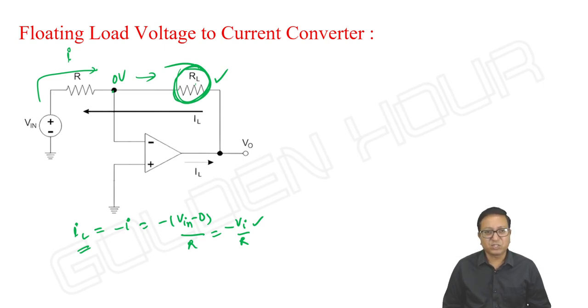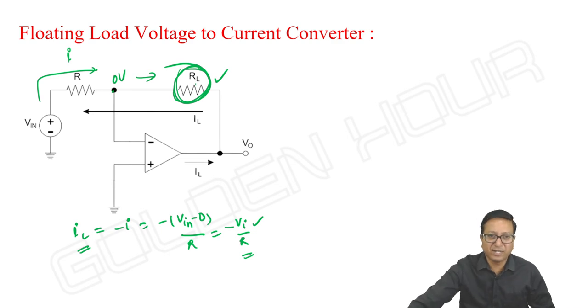If the input changes, since R is constant, IL will change, and IL is independent of RL. That's why it is called floating load: the load is not directly connected to ground. When designing a system, the output should not be influenced by the load resistor, which is possible here. This is the basic floating load voltage to current converter circuit.